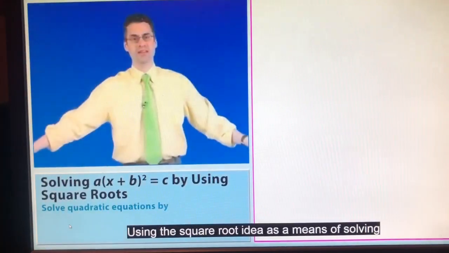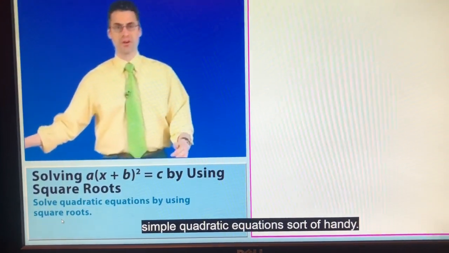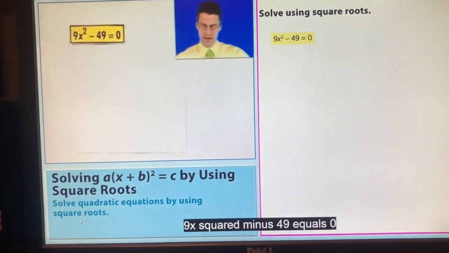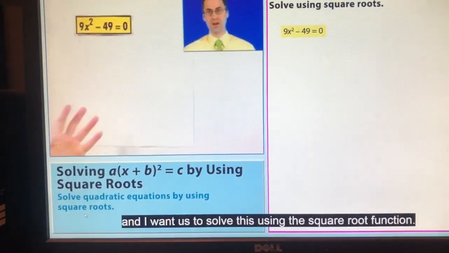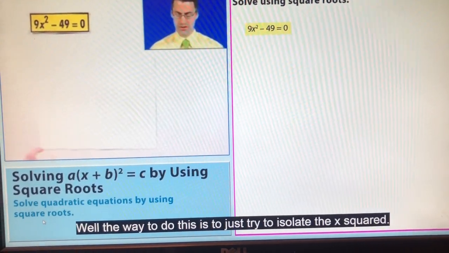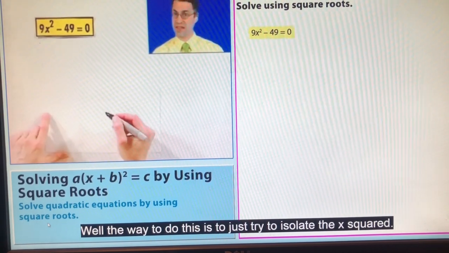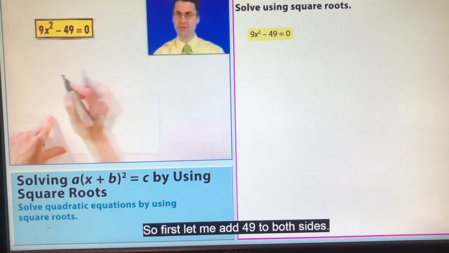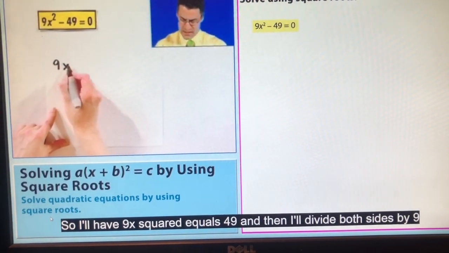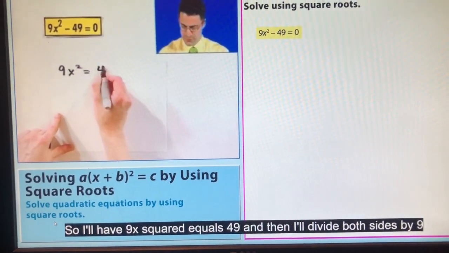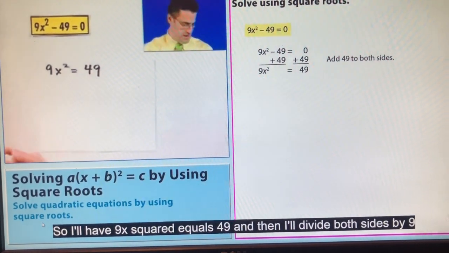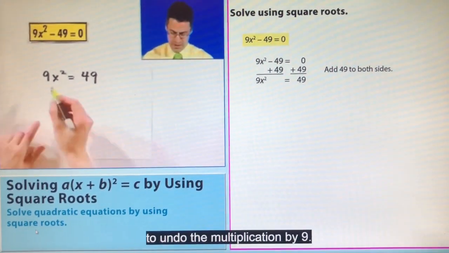Using the square root idea as a means of solving simple quadratic equations is sort of handy. Let's take a look at this one: 9x squared minus 49 equals 0. I want us to solve this using the square root function. The way to do this is to try to isolate the x squared. So first let me add 49 to both sides, so I'll have 9x squared equals 49. Then I'll divide both sides by 9 to undo the multiplication by 9.